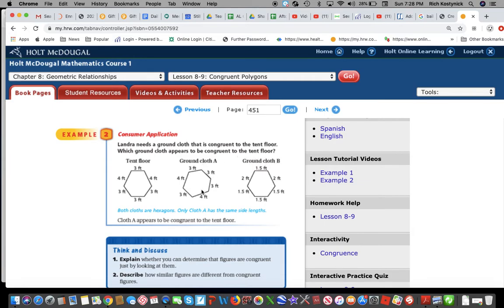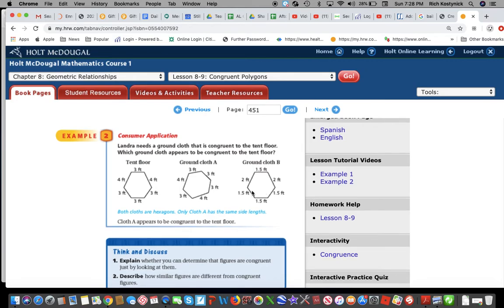Well, if you look, ground cloth A is a hexagon and ground cloth B is a hexagon. Oh, we'll just choose either one. Well, no. You want to get the right ground cloth, the one that's going to fit perfectly, the one that is same size, same shape. And yes, Afton, congruent. All right, so our front door is 3 feet with 2 4-foot sides on it.